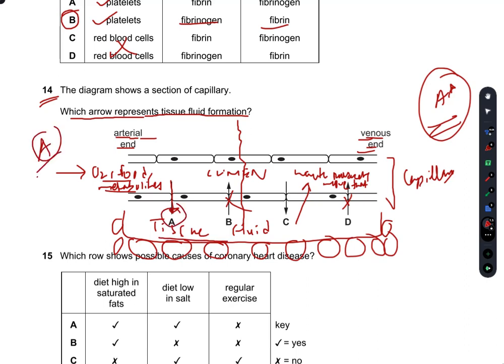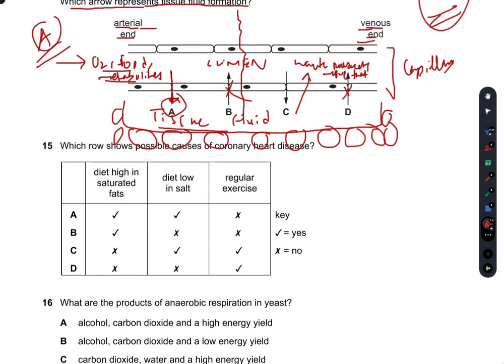This A star MCQ has A as its answer. So which row shows possible causes of coronary heart disease? A diet high in saturated fats, yes, it will definitely cause it. So C and D are incorrect. A diet low in salt would not cause it. A diet high in salt would cause it. Regular exercise would not cause it again. So B is the right answer.